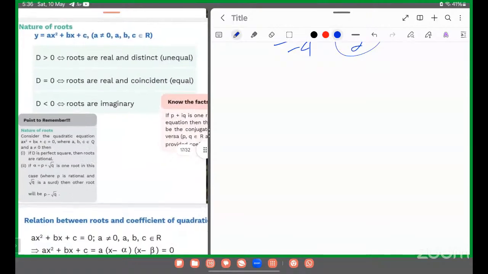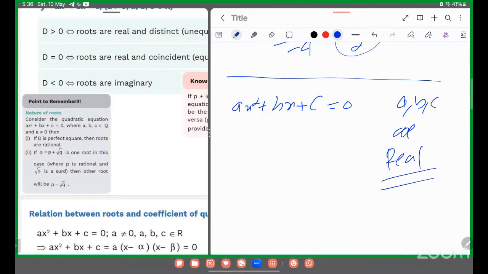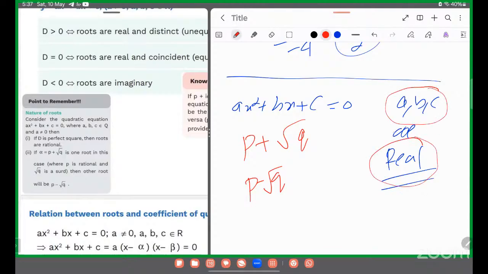Another important point to be noted is, for example, ax square plus bx plus c equal to 0. If a, b, c are real numbers, that means the coefficients of all the terms are real, then we can say that if one of the roots is p plus root q, the other root will be p minus root q. What is the condition? a, b, c should be real.